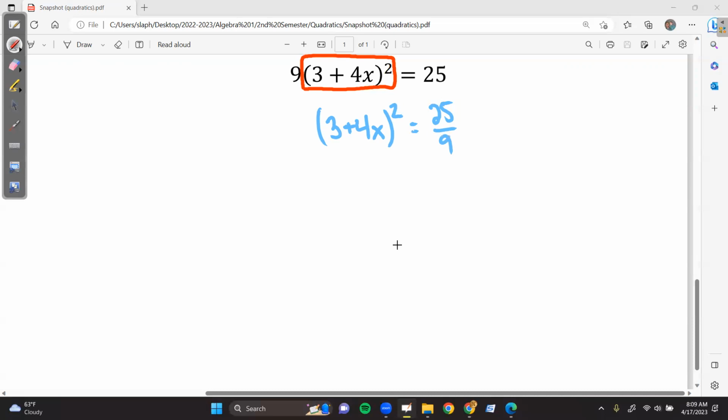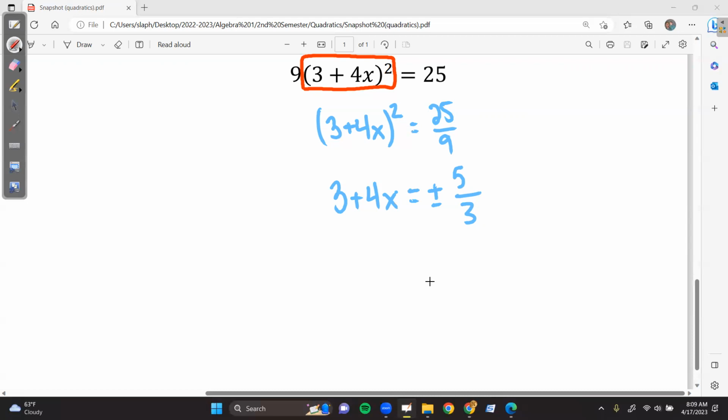Now we square root. Your green light wants the squared part by itself. And so now if I square root the left, I just get 3 plus 4x, nice and clean. And then before I go jumping ahead and thinking about doing math, I write equals and I write positive, negative. Just make it a habit. How do you square root a fraction? You do the top and the bottom. The square root of 25 is 5, and the square root of the 9 is 3.